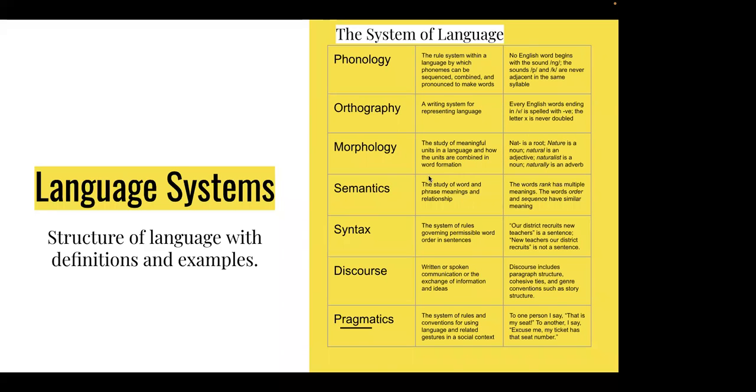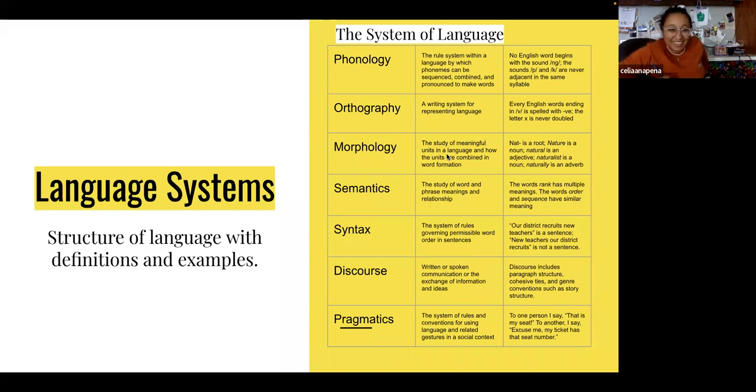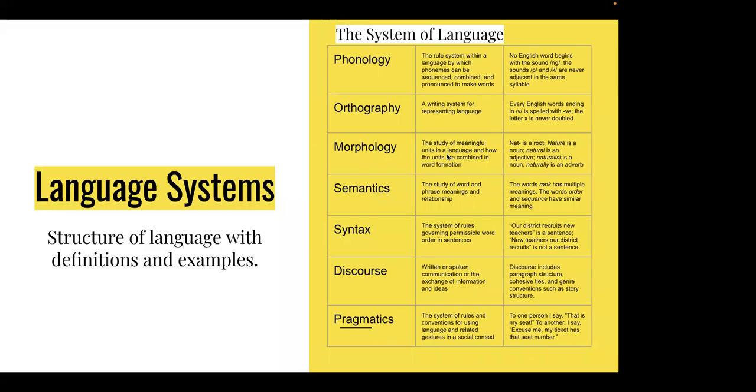So they just said, let's go with it. Morphology is the study of meaningful units in a language and how the units are combined in word formation. So you have nat, which is a root, and it is the root word in nature, which is a noun, in natural, which is an adjective, in naturalist, which is another noun, naturally, which is an adverb. And so that one morpheme, because that's what nat is, is utilized in so many words.